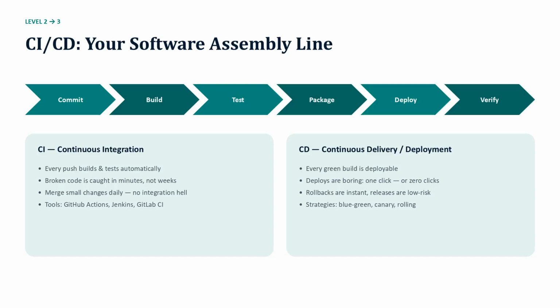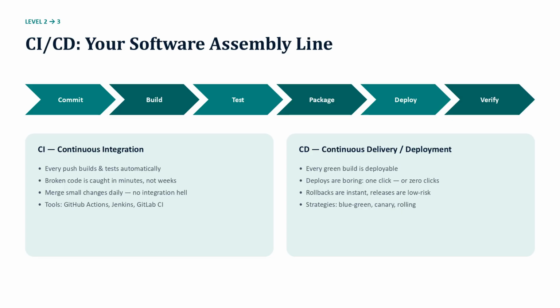CI/CD is where DevOps magic becomes visible. Continuous integration means every time you push code, a robot builds it and runs the full test suite. If something breaks, you know within minutes, while the change is still fresh in your mind. Continuous delivery takes it further. Every build that passes is packaged and ready to deploy, and continuous deployment ships it to production automatically.